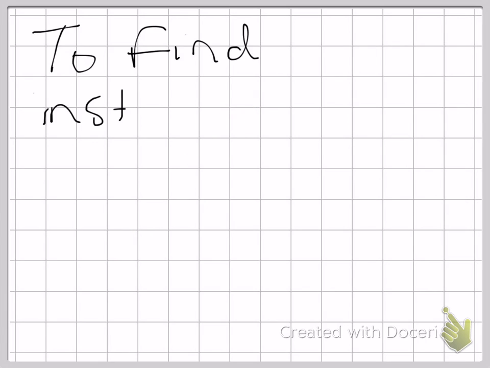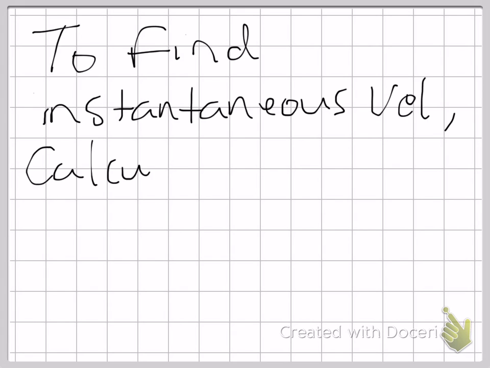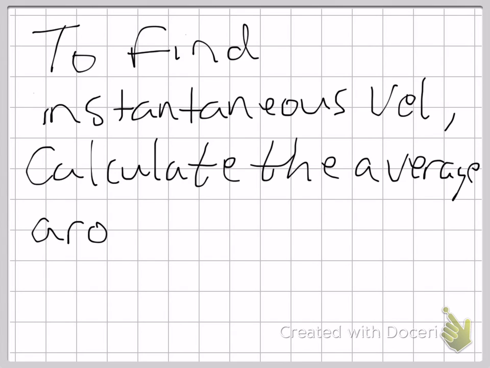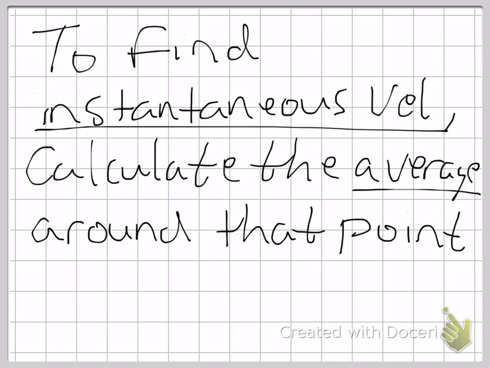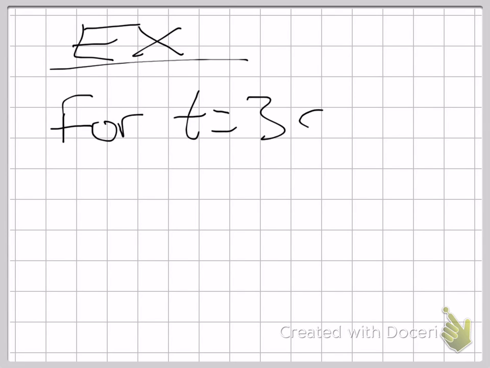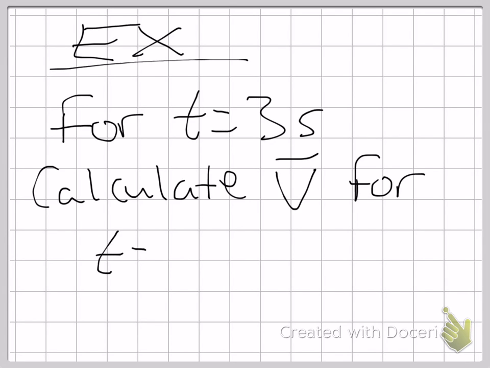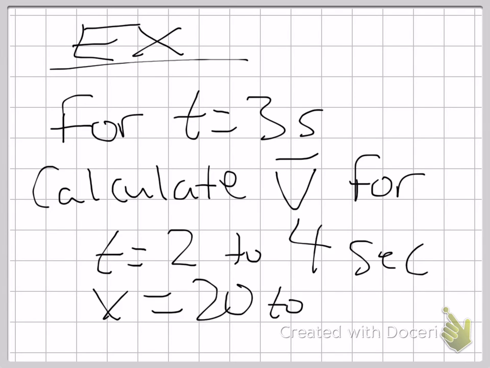So to find an instantaneous velocity of that graph, we just calculate an average around the point that we're interested in. So here's the example we did. They're all at 3 seconds. So the point we're interested in is 3 seconds. What is the velocity at 3 seconds? So what we can do is calculate the average 1 second to the left and 1 second to the right.